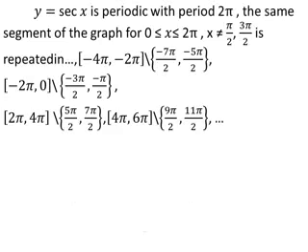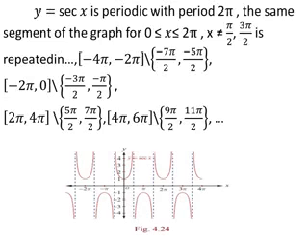The secant function is periodic with period 2 pi. So what curve we have in the interval 0 to 2 pi, the same curve will be repeated in the interval minus 4 pi to minus 2 pi, then minus 2 pi to 0, then 2 pi to 4 pi, etc. It will be going on, and from each interval we have to remove the asymptotes. Okay, that only we have here.